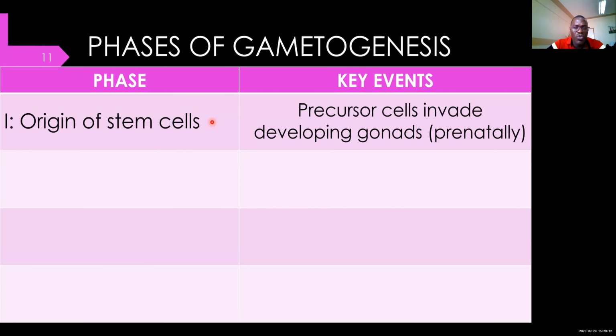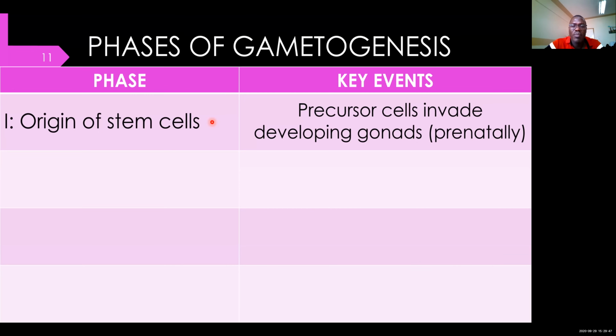This happens before birth. So in simple terms, what I mean is when you were conceived in your mother's womb, at some point it started to develop. Now, if you are male, it means that there's a time your testis was developing when you're still in your mother's womb. It was during that time that the sperms you have right now invaded the developing testis, and then they stayed there.